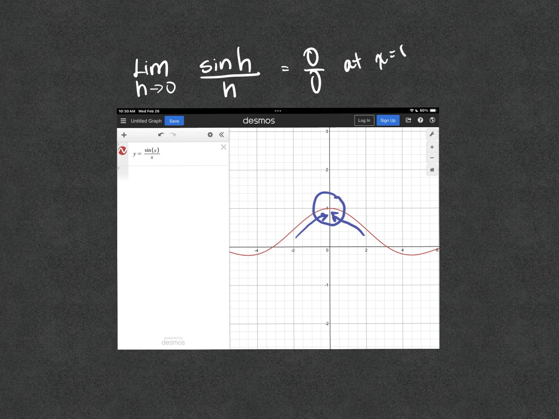on the graph, right? So you can actually look at it as the limit of the function. Where are those values wanting to go? And that limit is 1. So graphically, that's how we can look at it.